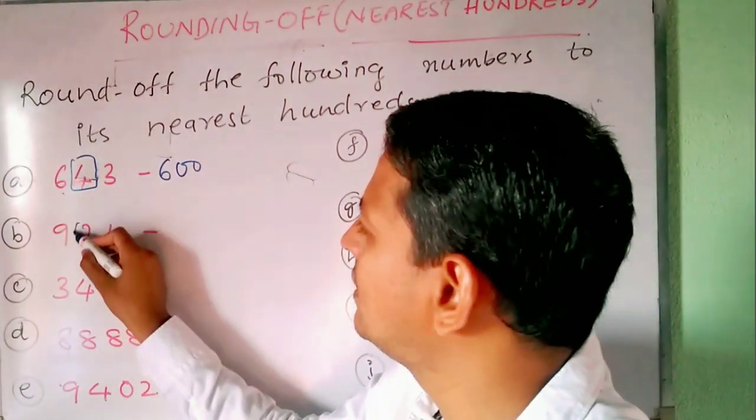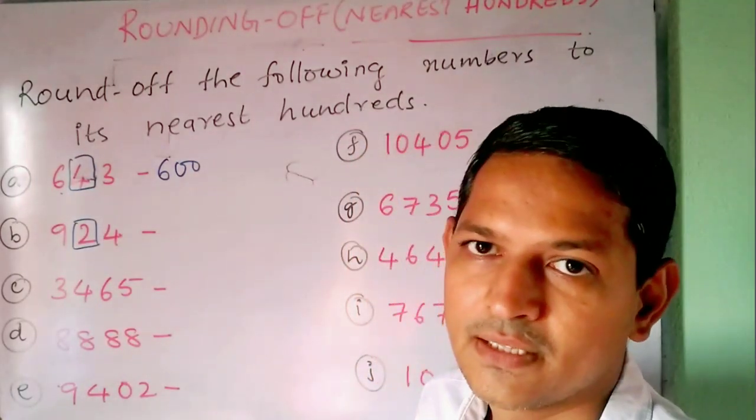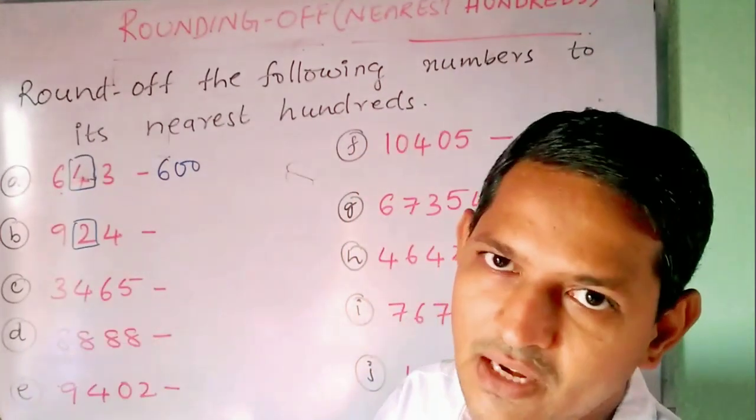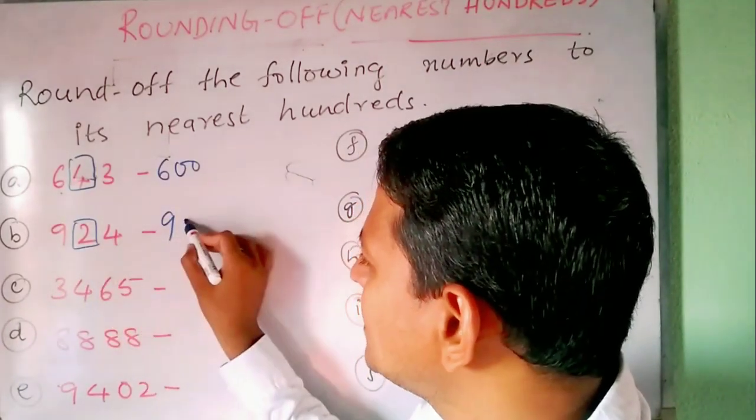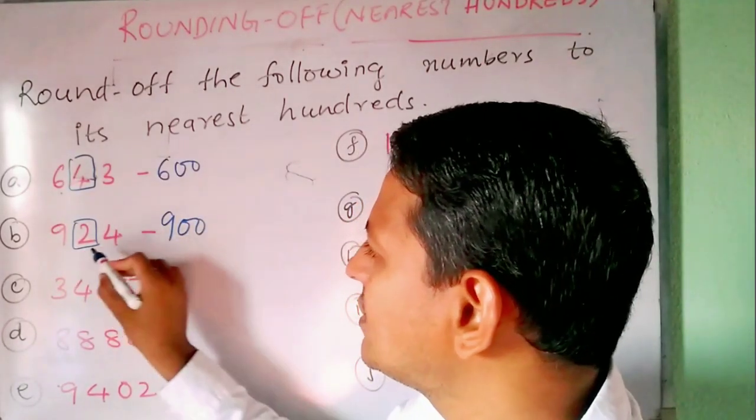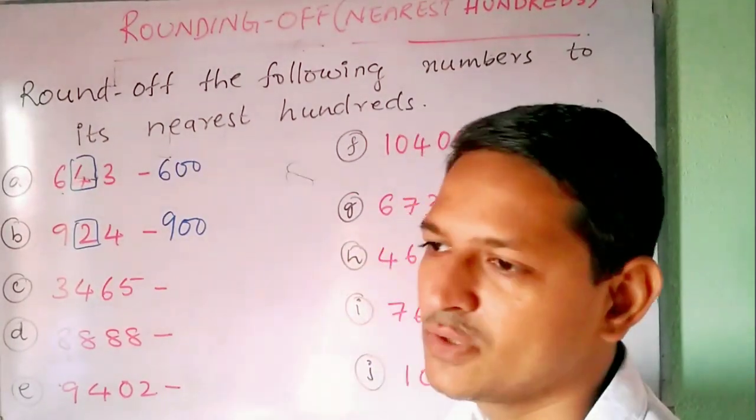Okay, now here the digit which is in tens place is 2. 2 is also less than 5. So we write the same number in the other places, because this is less than 5, and we place 2 zeros.